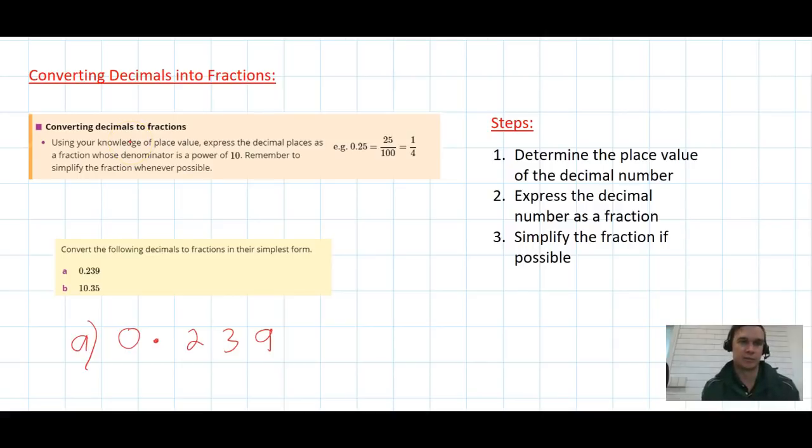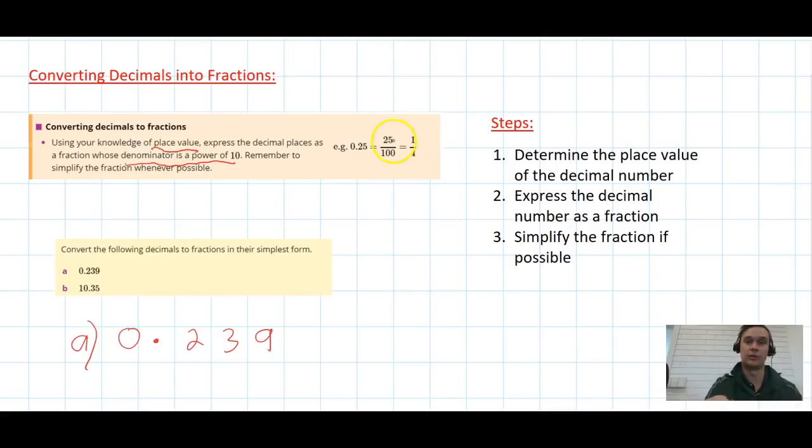So how to convert decimals to fractions. What you need to make sure you do know is that you understand the place value of fractions, because this is definitely going to help you as we go through. So express the decimal places as a fraction, using a denominator that is a power of 10, which happens when we use place value. For example, if we have 0.25, we have the tenths and then the hundredths column, so this is 25 hundredths. That gives us a fraction.